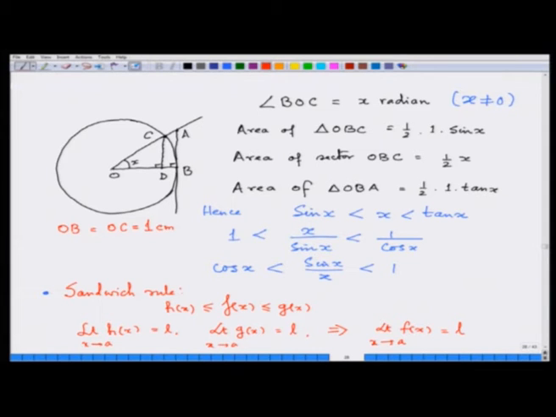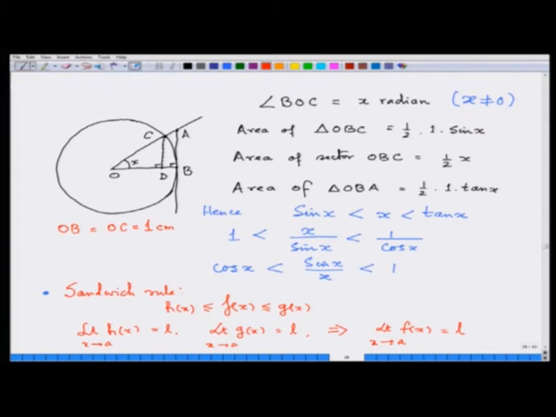Now from C drop a perpendicular on OB, where it touches OB at D, and now draw a tangent through B to the given circle. Now you know that the radius OB would always be perpendicular to a tangent. This is basic school geometry. And now extend the line OC so that the tangent through B meets OC at the point A.